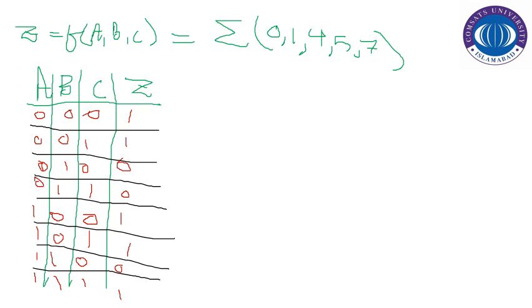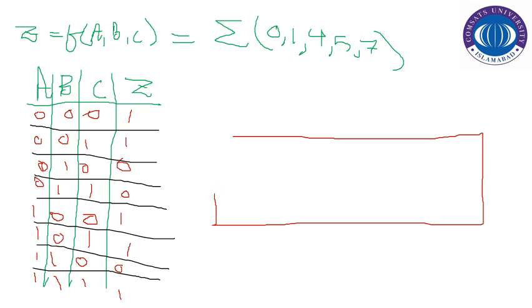Now in order to represent that in a map, we will have a map that has the 8 cells in it. So let us consider a map that has been distributed into 8 cells.